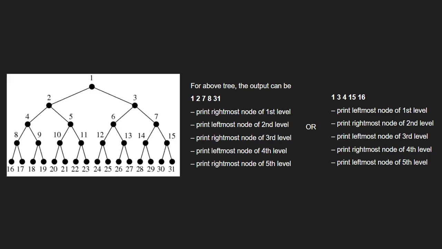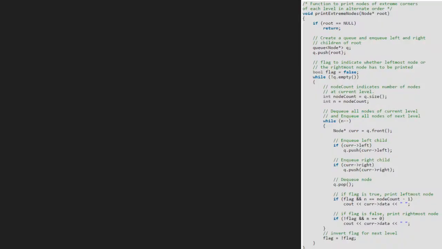The idea is to traverse tree level by level. For each level, we count the number of nodes in it and print its leftmost or the rightmost node based on the value of a boolean flag. We dequeue all nodes of the current level and enqueue all nodes of the next level, and invert the value of the boolean flag when switching levels. Now let us see the algorithm.